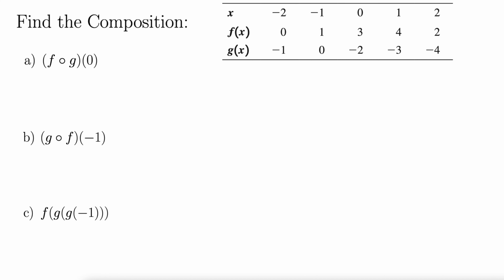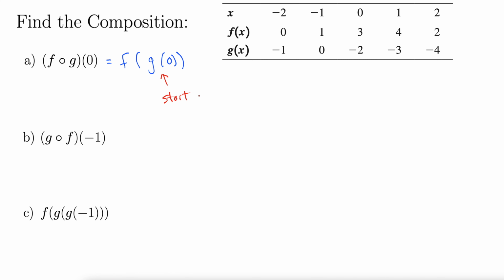In this example, we want to use this table here to find various compositions. So let's take a look. In the first composition, we have f of g of 0. It's helpful to rewrite it as f of g of 0. That's what the composition means. And the way you approach these is you work from inside out. So you start here.